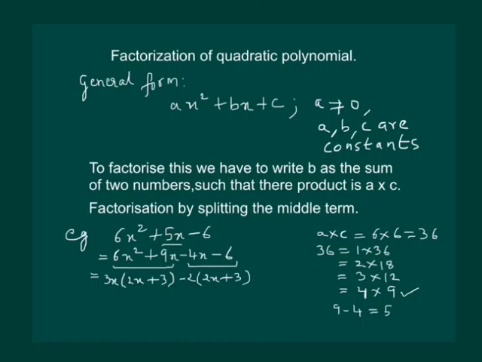Now we can take out 2x plus 3 as common and we are left with 3x minus 2 in the bracket. Hence we have factorized 6x square plus 5x minus 6, and 2x plus 3 and 3x minus 2 are the two factors of the given quadratic polynomial.